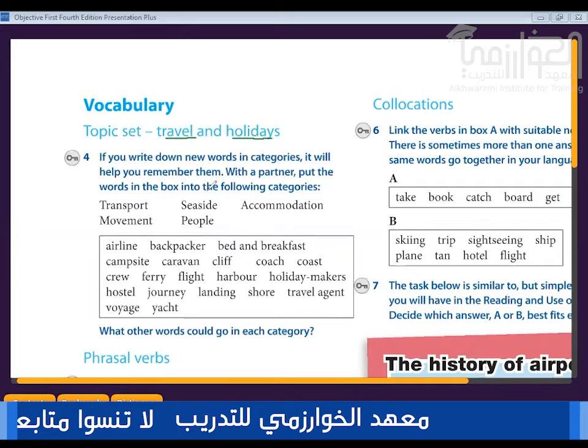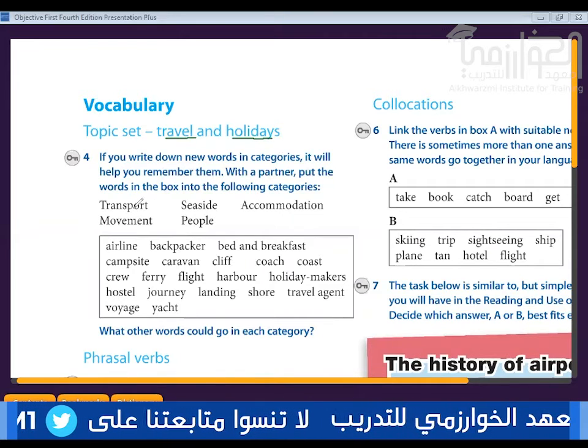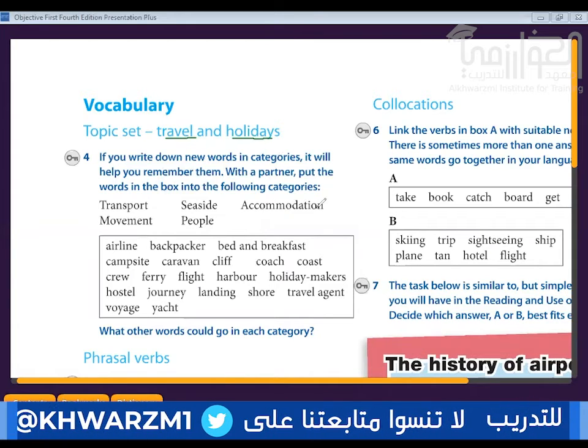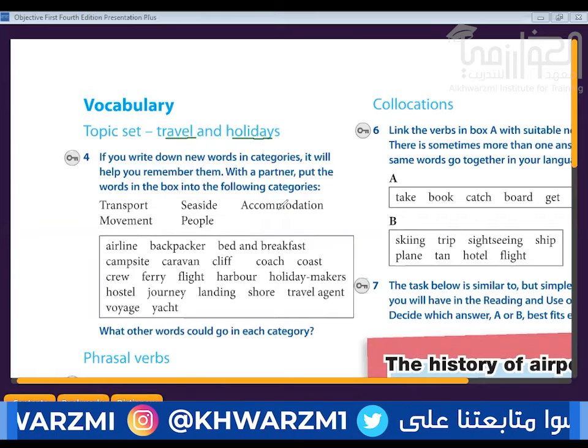With a partner, put the words in the box into the following categories. So these are the categories, the groups: transport, movement, seaside, people, and accommodation. That is where people stay or live when they travel.